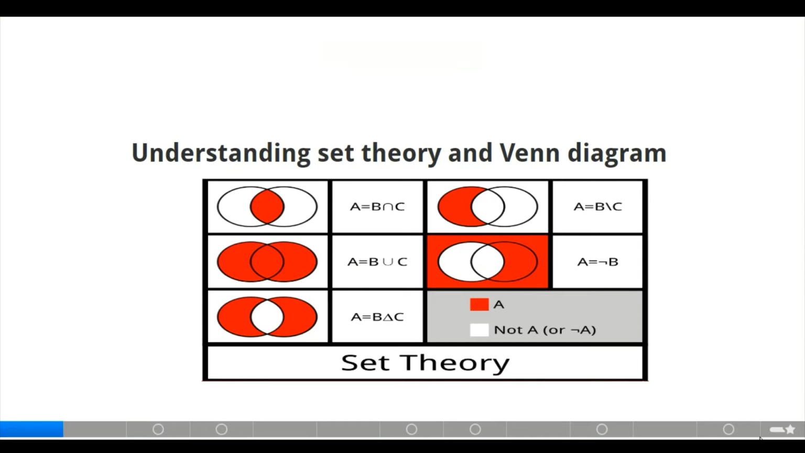Hi everyone. Again, we are going to be looking at another topic in mathematics, which is understanding set theories and Venn diagrams. Under this topic, we have interactive content, which will serve as a guide for this class. So now, what is a set?